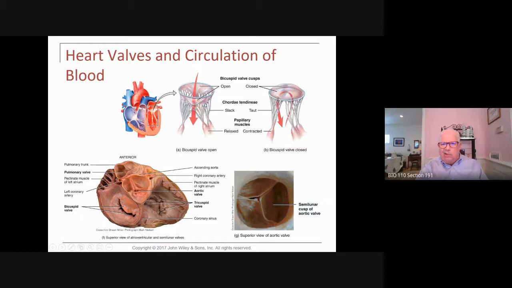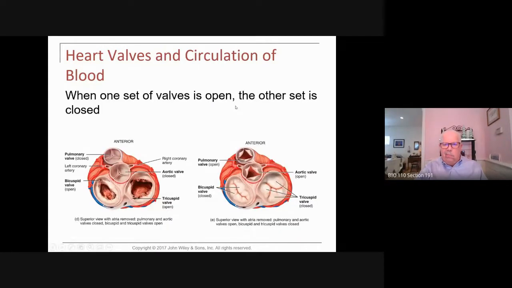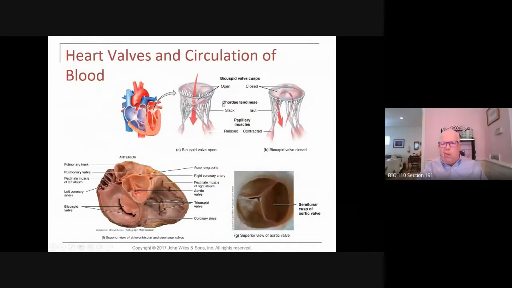heartstrings. And these are known as chordae tendineae, heartstrings. These strings are attached to papillary muscles. And when those papillary muscles become taut, the valve closes. And when these papillary muscles are relaxed, the valve opens. Okay?